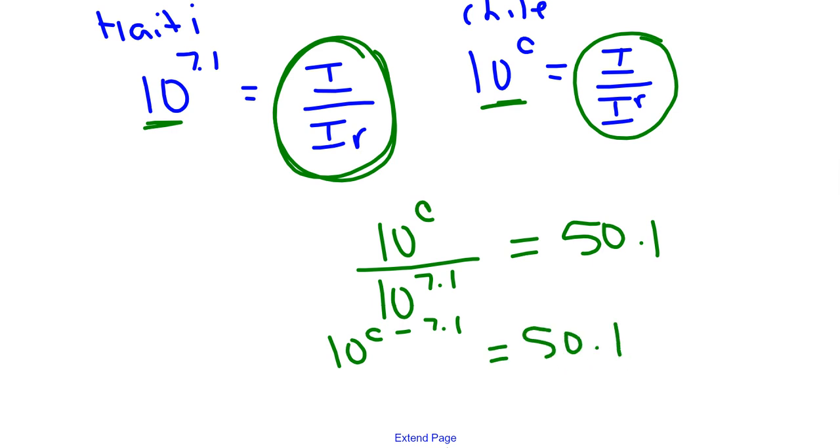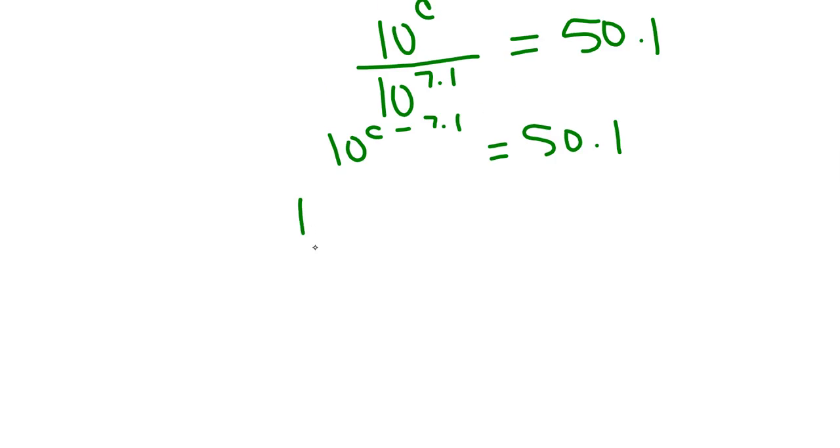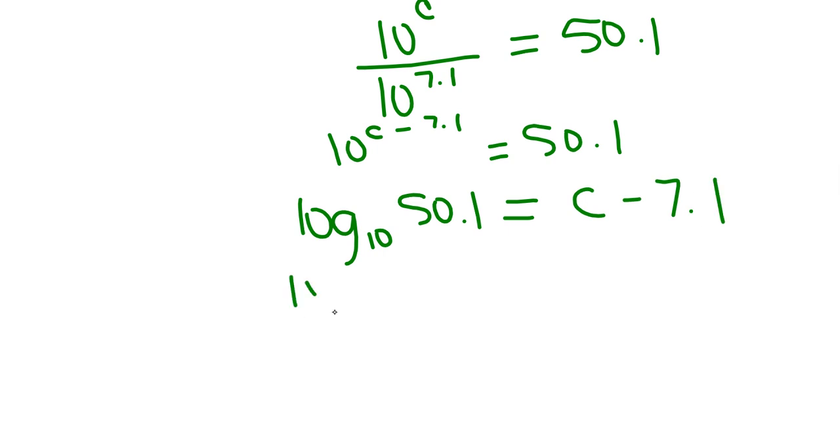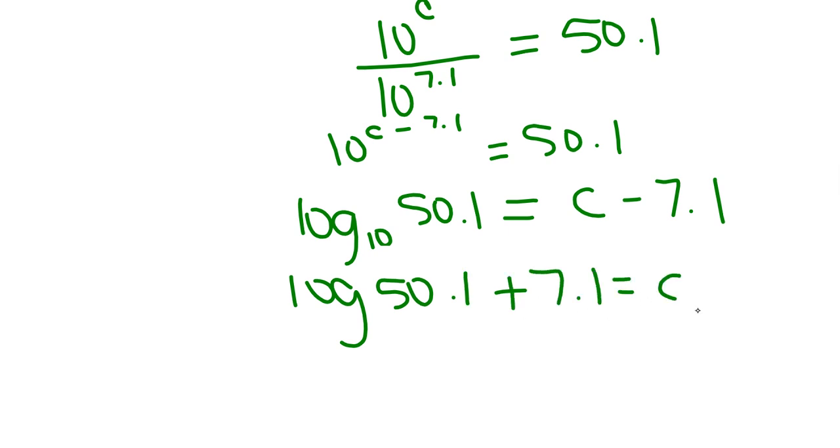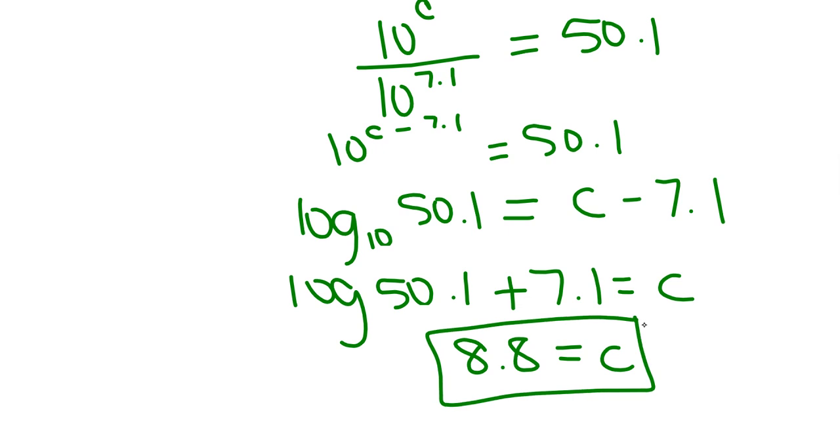And then I just solve it, changing it into log form. So to change it into log form, I'm going to use base, B stands for base, A stands for answer, equals C minus 7.1, which is the exponent. Log base 10 of 50.1 is just log 50.1. And I'm going to add 7.1 to both sides to get what C is. Okay, so I don't know what C is, but it should be bigger than 7.1. When I punch it into my calculator, I get that the earthquake in Chile measured 8.8 on the Richter scale.